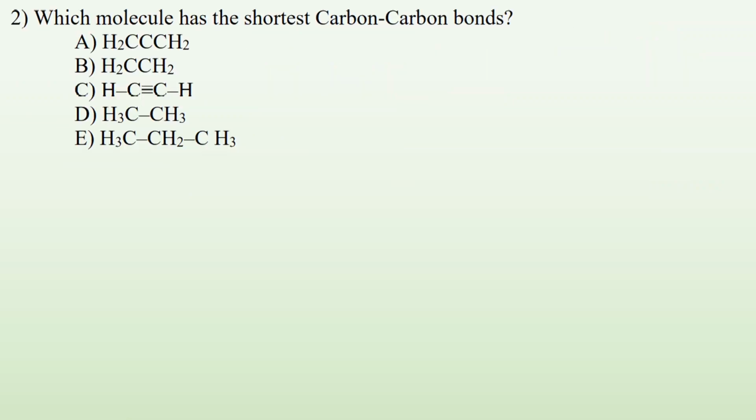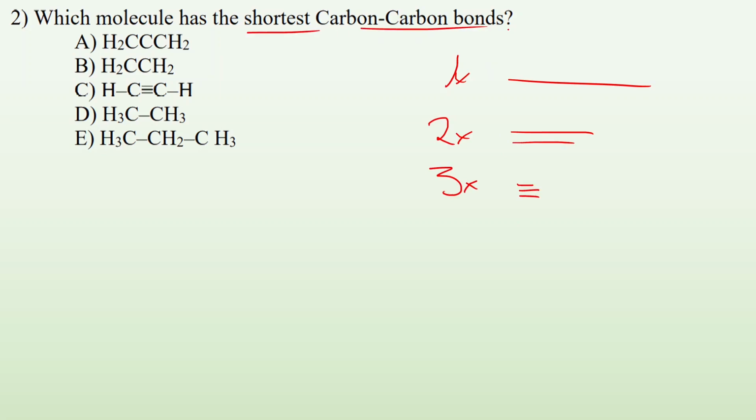Number two, which molecule has the shortest carbon-carbon bonds? So you got to remember that the single bonds are the longest, double bonds are shorter, and triple bonds are even shorter than that. So if we're talking about the shortest carbon-carbon bonds, we're looking for triple bonds, or if there are no triple bonds, then double bonds.